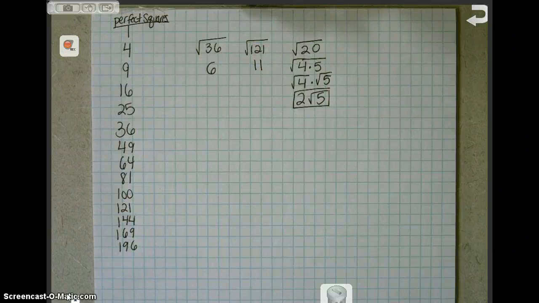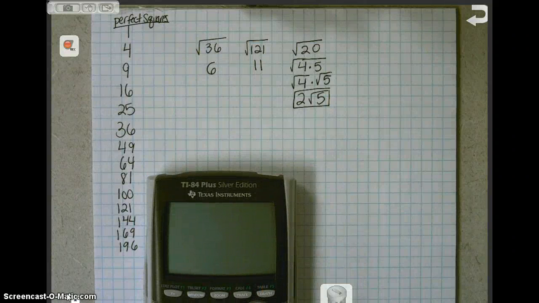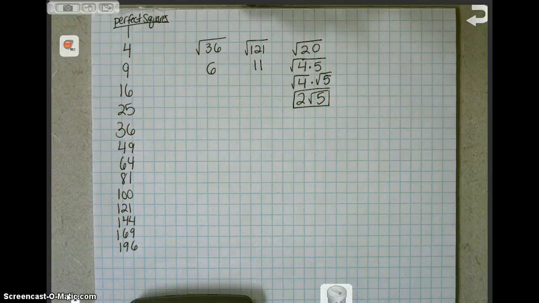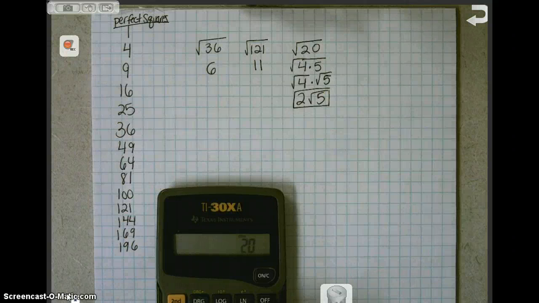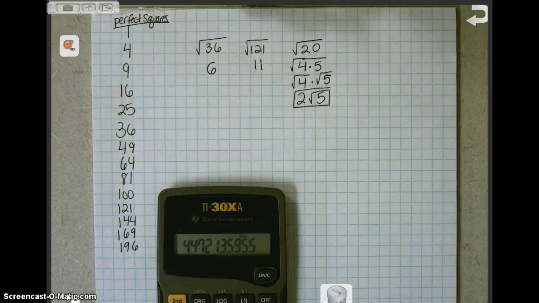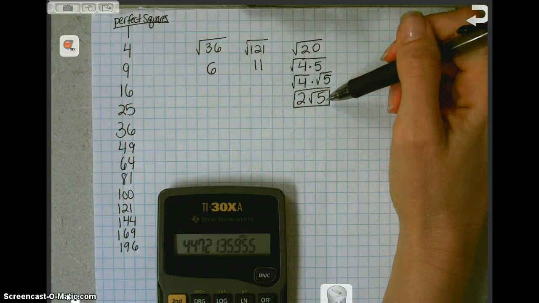If you pull out your graphing calculator, we can check our work. Type in the square root of 20, and you get 4.477. The other way to check it is to take the square root of 5 and multiply that by 2. Notice you get the exact same answer. They are equivalent. The square root of 20 is equivalent to 2 square root of 5. This is in simplified form.